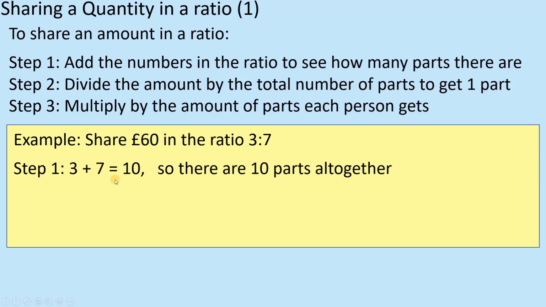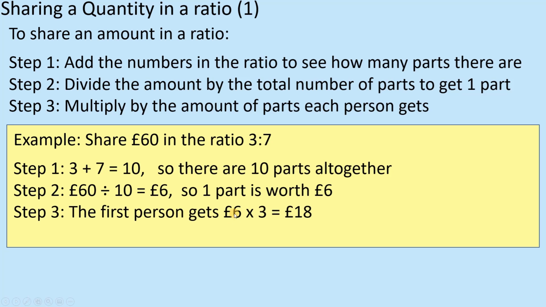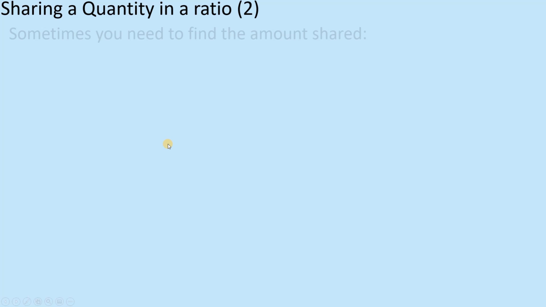Okay, so here we go. You add the two together to get 10 parts, and then you do 60 divided by 10, which gives you 6, which is 1 part. So the first person is going to get £6 times 3, so £18, and the second person is going to get £6 times 7, which is £42, and you've split the £60 in the ratio of 3 to 7. This person gets 3 parts, this person gets 7 parts. And you can always check your answer by adding these two numbers and making sure that it adds up to 60, which of course it does.